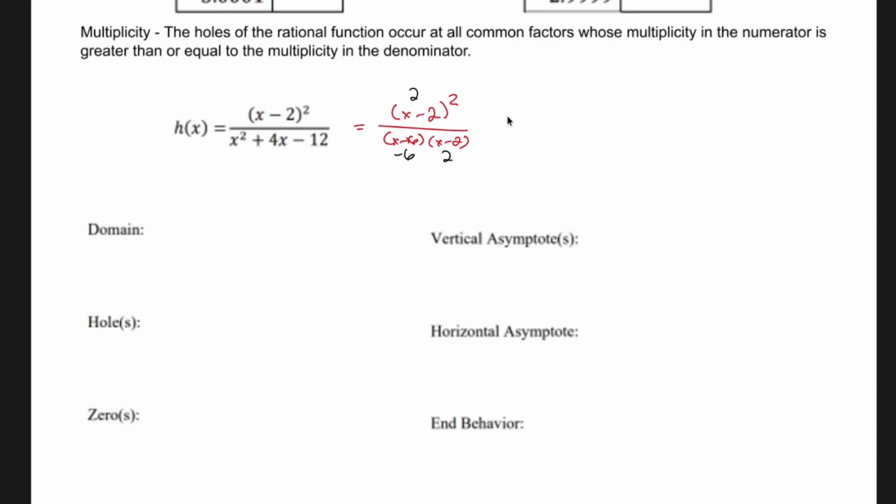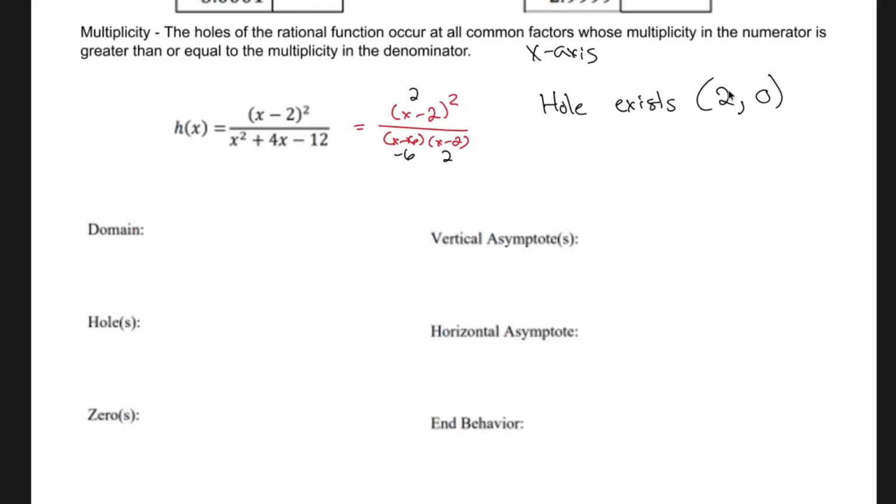Now, if they are equal, we have a hole at a specific spot. So when it was x minus 3 and x minus 3, we would say there's a hole at 3, and then we're going to simplify things and find out exactly where that hole is. Now, when the numerator dominates, the hole exists at, in this case, (2, 0). When the numerator dominates, the hole exists on the x-axis.